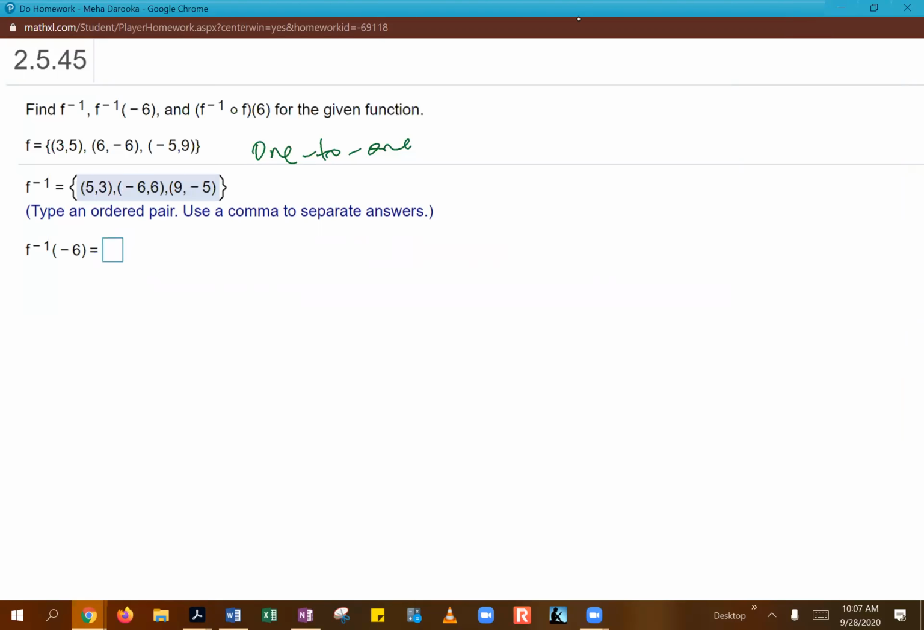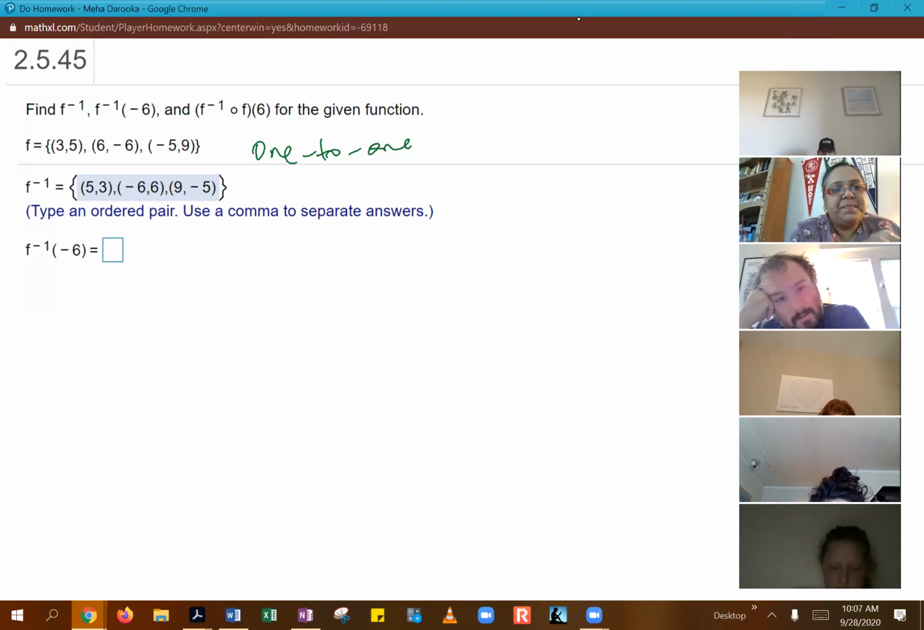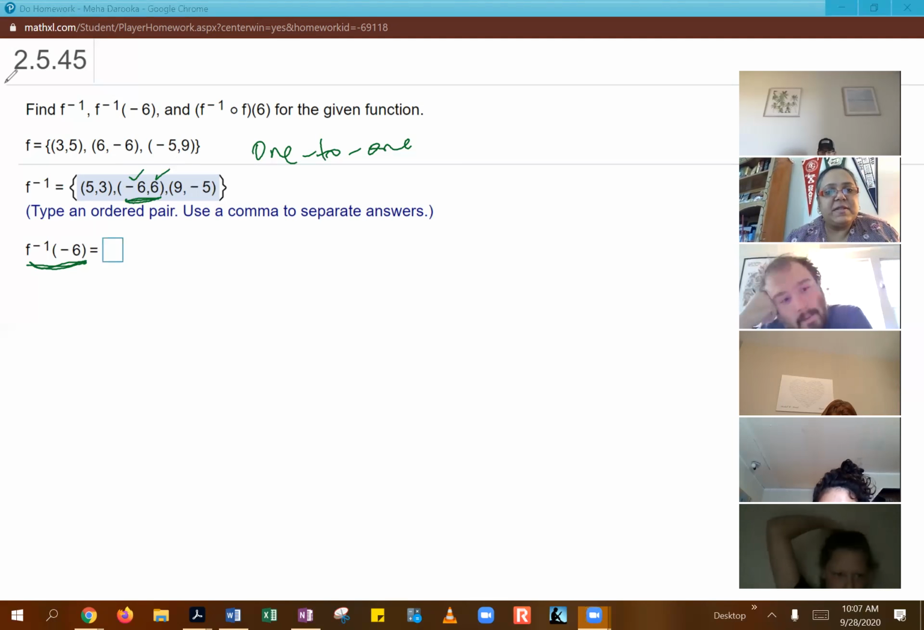And then now they are saying go to the inverse function and find the ordered pair where your x value was -6. So what will this answer be here? 6. Yeah, because you're looking at this ordered pair right over here where your x value is -6. So its corresponding y value is +6. Very good.